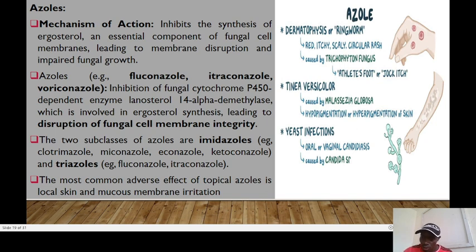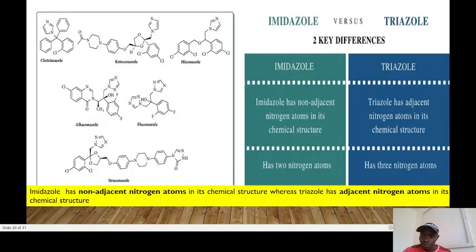So there are two classes of azoles. We could have imidazoles and triazoles. Okay, the most common side effect for these topical azoles is local skin and membrane disruption. So the imidazoles have two nitrogen atoms in their chemical structure.